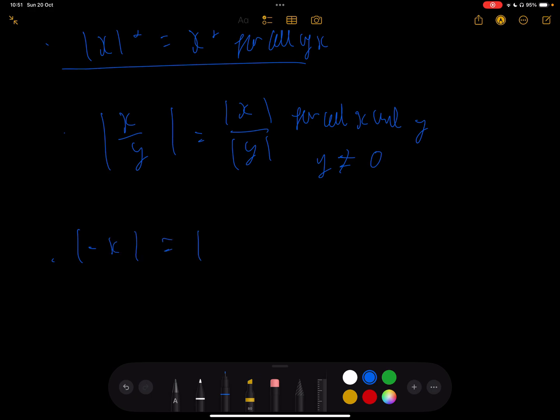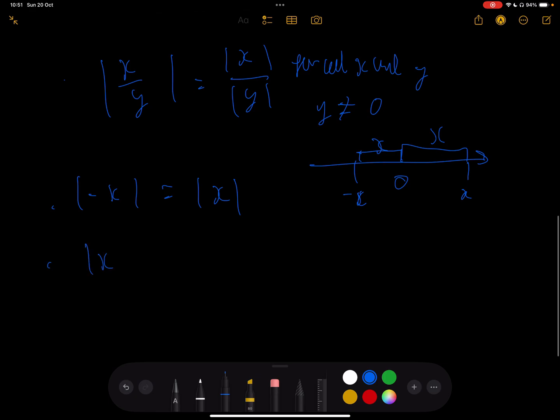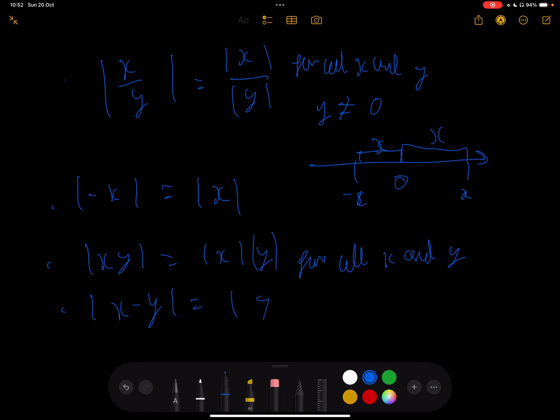The modulus of negative x is equal to the modulus of x, because if you look at it on a number line, again, we have x here, minus x here, same distance from 0, they're just in different directions. Not a negative distance, can't have a negative distance. The modulus of x times y is equal to the modulus of x times the modulus of y. These can be any numbers, but I'm just using x and y to make it universal, putting it in a general form. And the modulus of x minus y is equal to the modulus of y minus x, for all x and y.